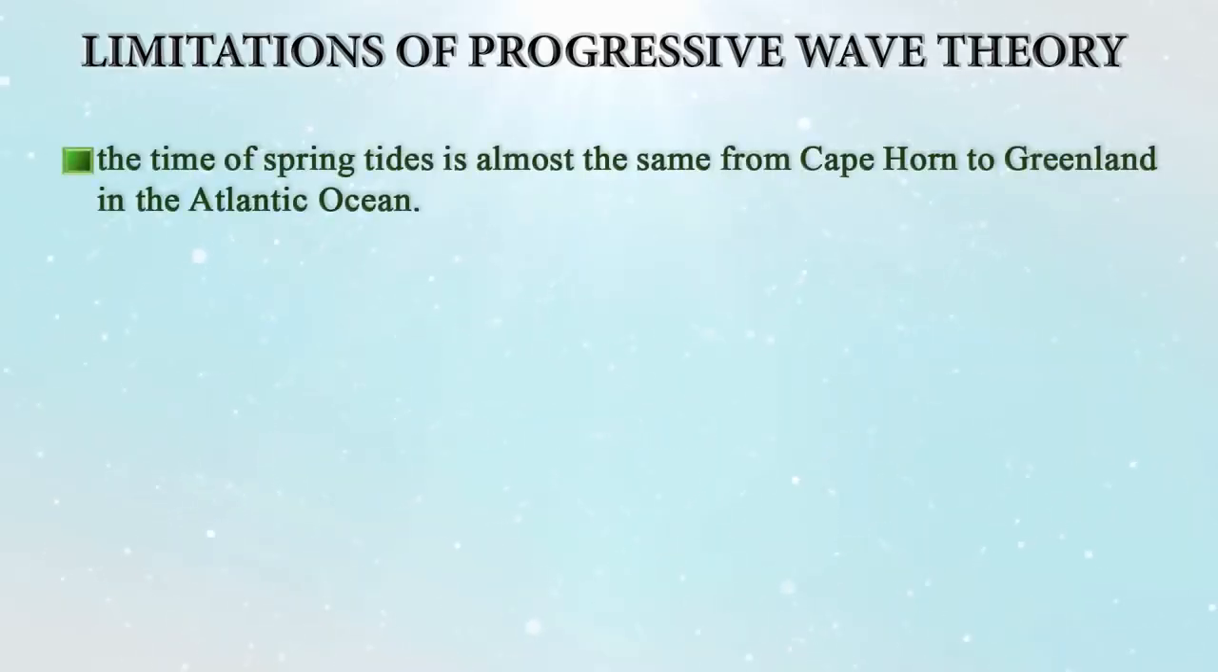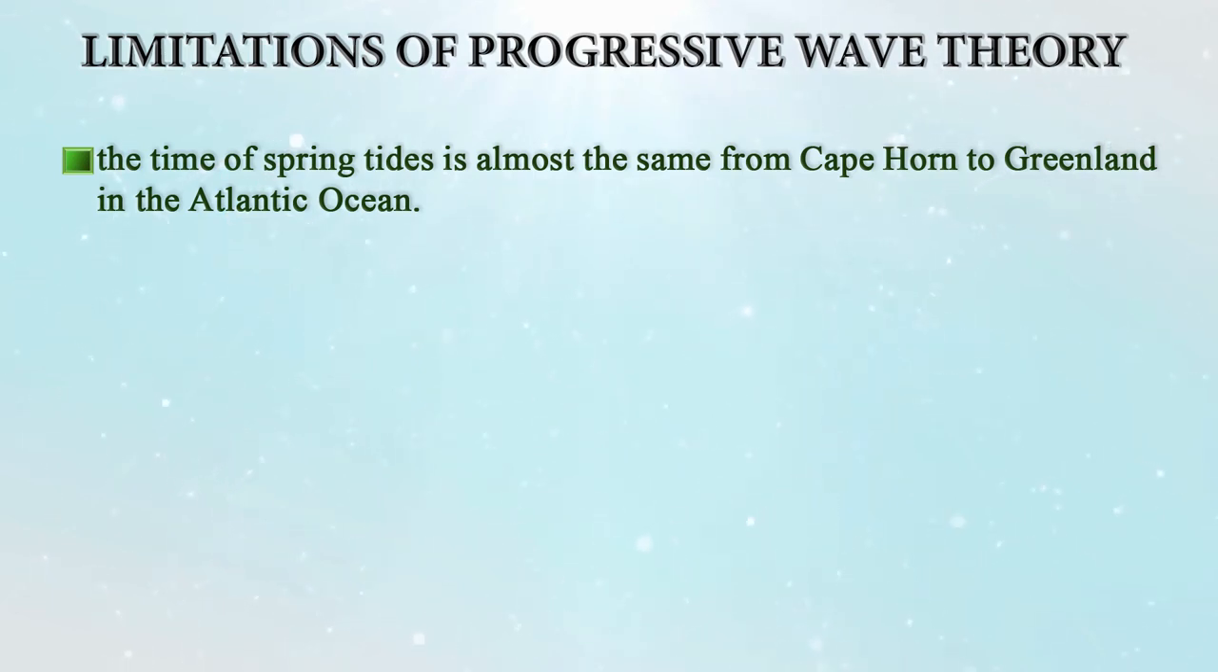Now, what are the limitations of this progressive wave theory? The time of the spring tides is almost the same. There are examples like from Cape Horn in South America to Greenland in the Atlantic Ocean, where the entire meridian has the same time of spring tides. So, how do we explain this time lag? There can be examples of time lag, but how do we explain that the same time of spring tide is found from Cape Horn to Greenland along the same meridian?